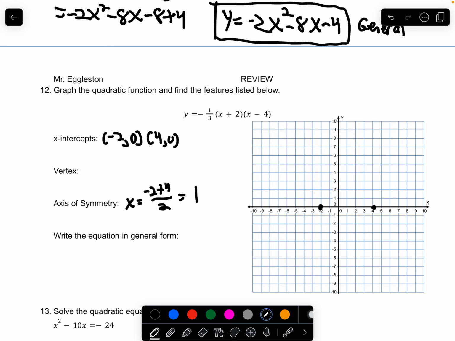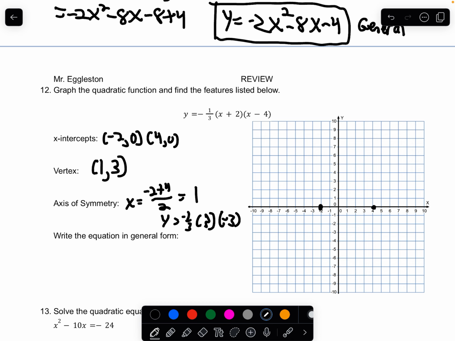And if you plug 1 into this, you get y equals -1/3 times (1 plus 2), which is 3, times (1 minus 4), which is -3. So you've got 2 negatives, 9, over 3. So it's at (1, 3). That is the vertex.